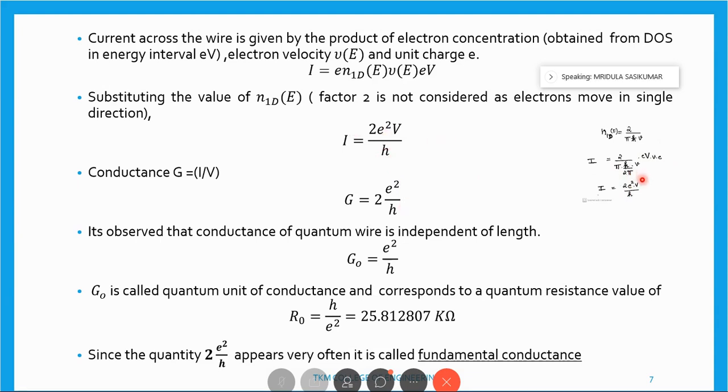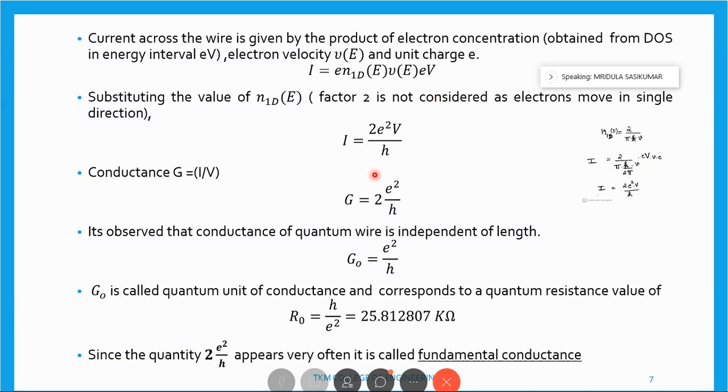Pi also gets cancelled. I hope it is clear. Maybe you can do it yourself. This N1 of dE is 2 by pi h bar nu. Substitute it here. Substitute h bar equal to h by 2 pi, and one factor of 2 should not be considered. Substitute and you'll get this final form.